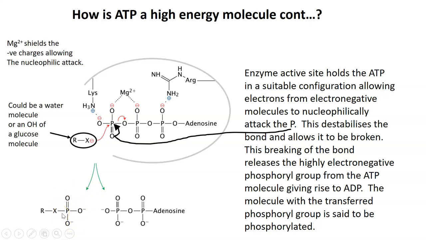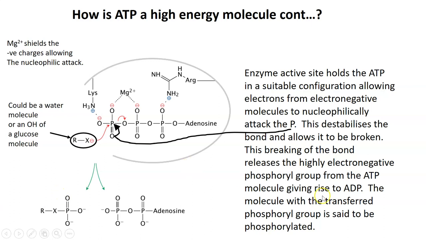Now, if this is a sugar molecule, like a glucose molecule, you've got this extra phosphate group now. Again, lots of electronegative oxygens attached to the glucose molecule. And when you have all these electronegative oxygens attached to a glucose molecule, it destabilizes the glucose molecule, and it helps the glucose molecule to be broken down much easier.